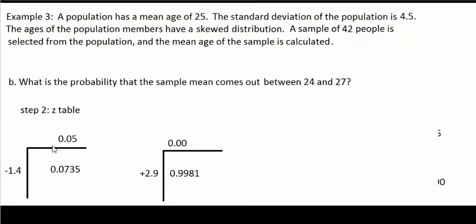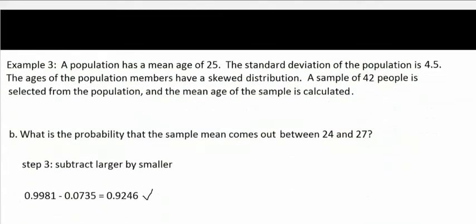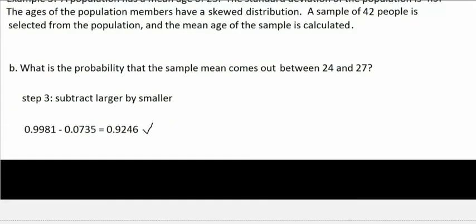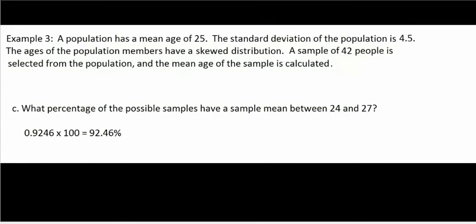So here we go. This z-score leads us to 0.0735. This other z-score leads us to 0.9981. And just like before, we just subtract the bigger number by the smaller to get the answer. So it's going to be 0.9981 minus 0.0735. We take the two numbers from the table and subtract the bigger by the smaller. Yeah, 0.9246. And now we just change it to a percentage, times 100.